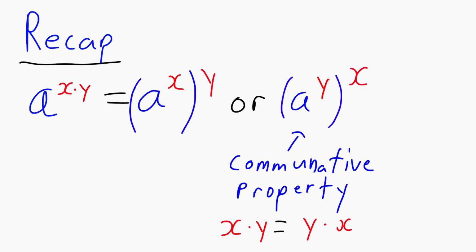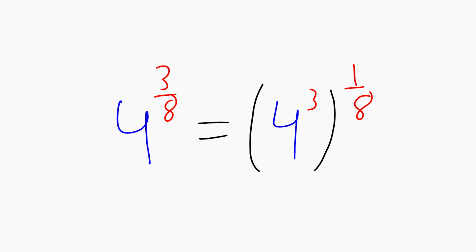An important part of multiplication is the commutative property. Therefore, we can use that to our advantage. For example, if you have 4 to the 3/8, we can write that as 4 to the 3rd to the 1/8, or 4 to the 1/8 to the 3rd. Those are both equally valid and equal the same answer, and we can use that to our advantage to figure out the easiest way to solve things.